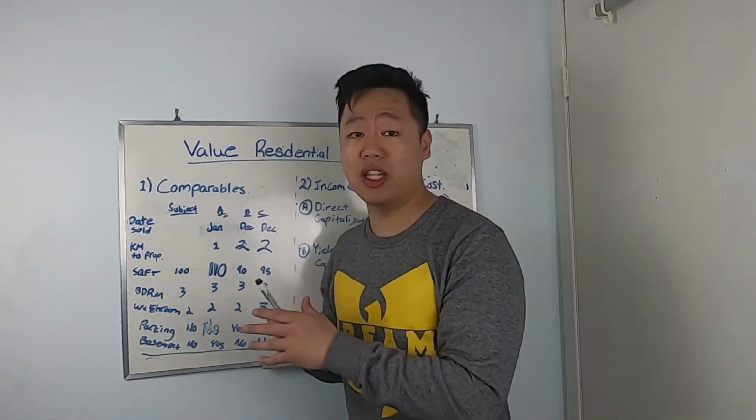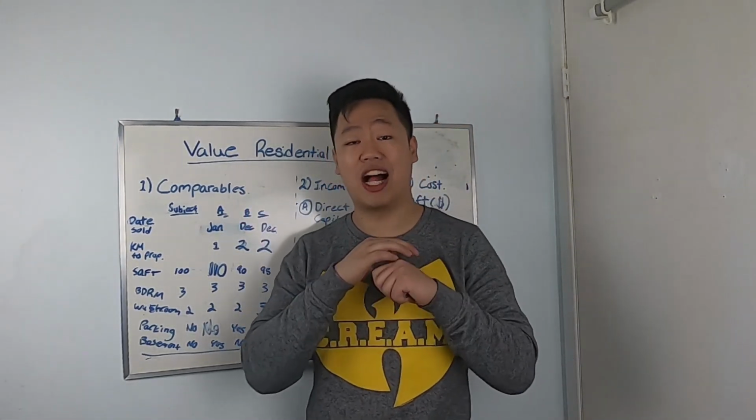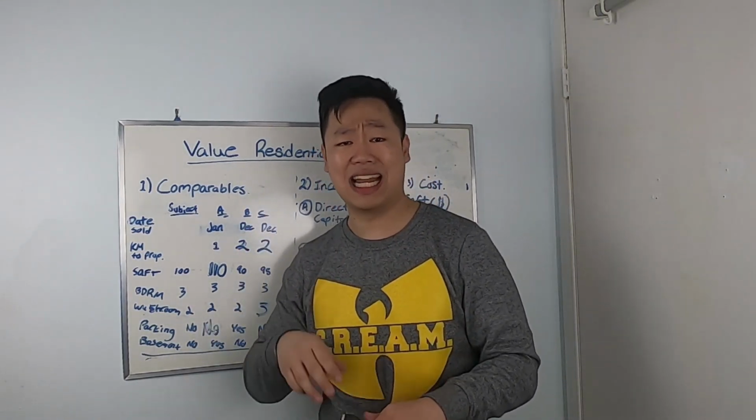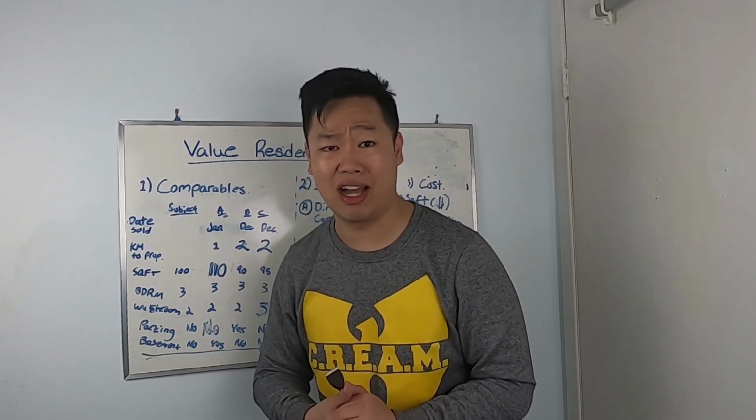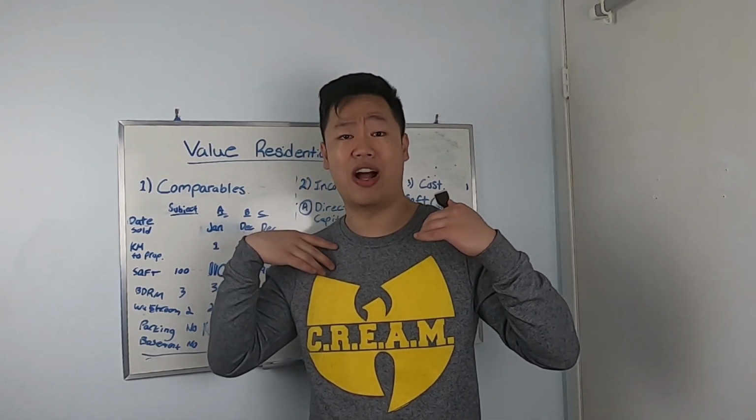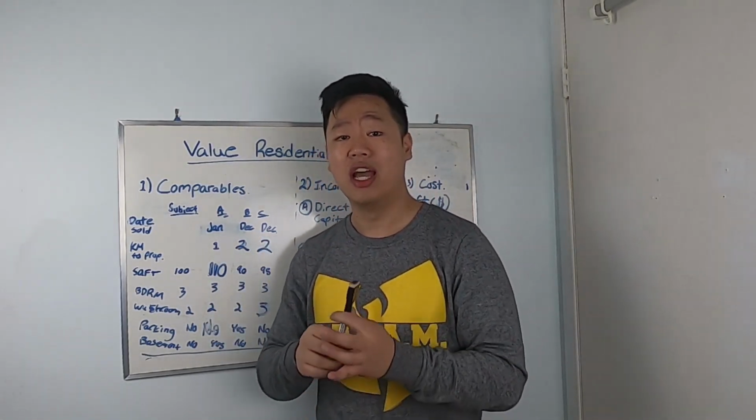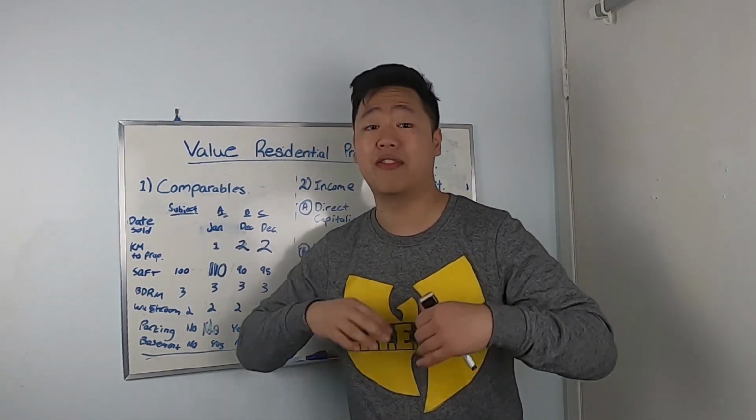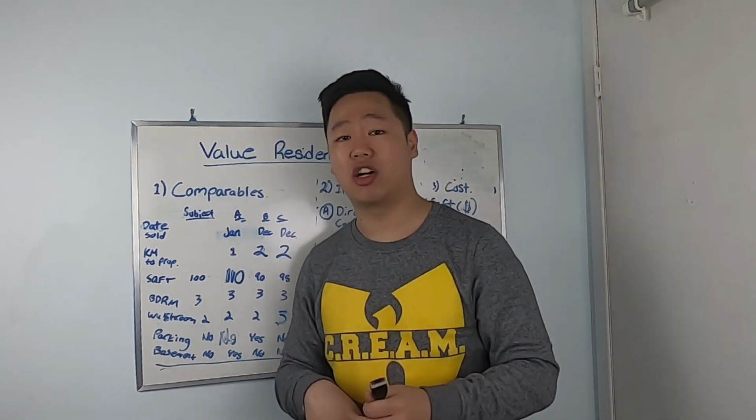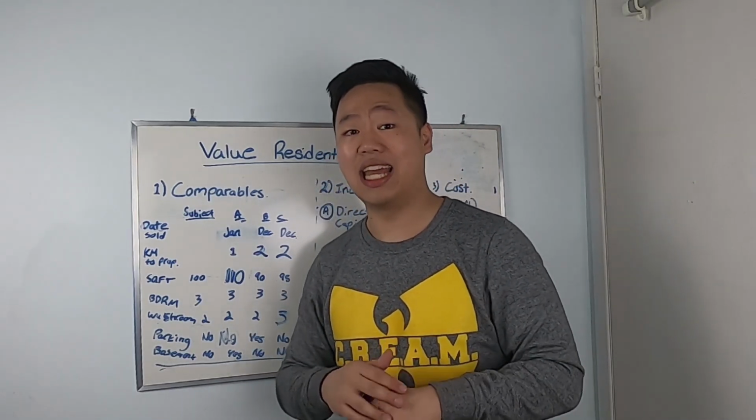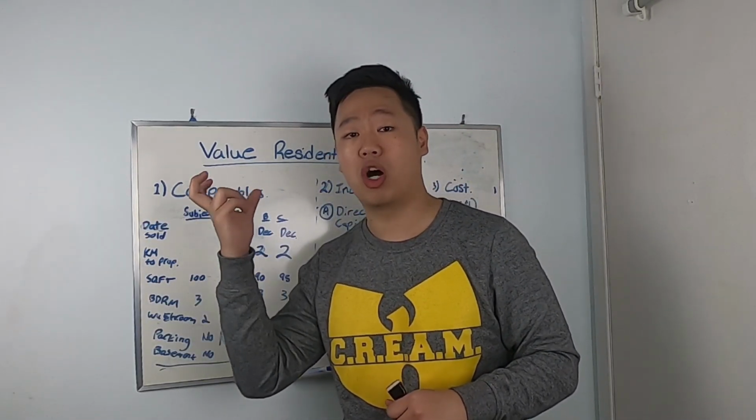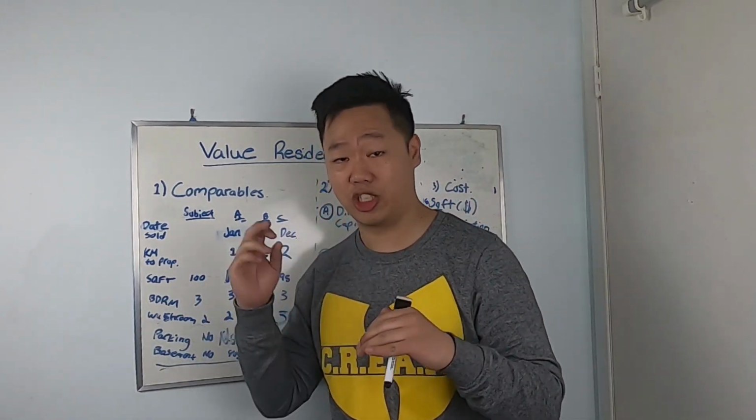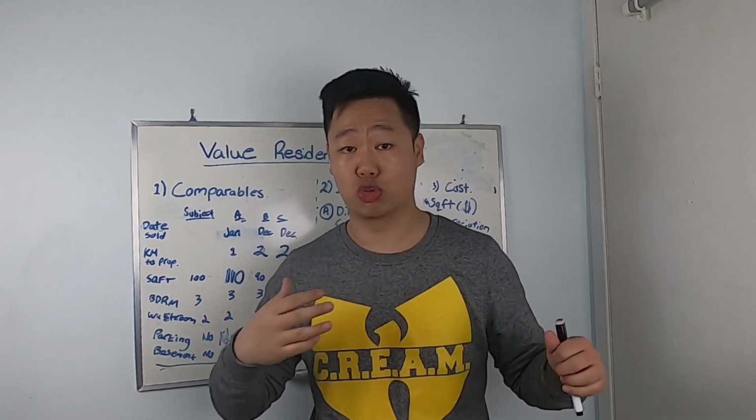Number one, and probably the most popular approach to valuing a property, is using the comparables approach. You'll find that 99.99% of appraisers, when they are valuing a residential property, will more than likely end up using the comparables approach to find the value of the property. Basically, what this is on a high level is it takes your subject property, so the property that you want to buy, and compares it to other properties around the area of your subject property that have sold recently.